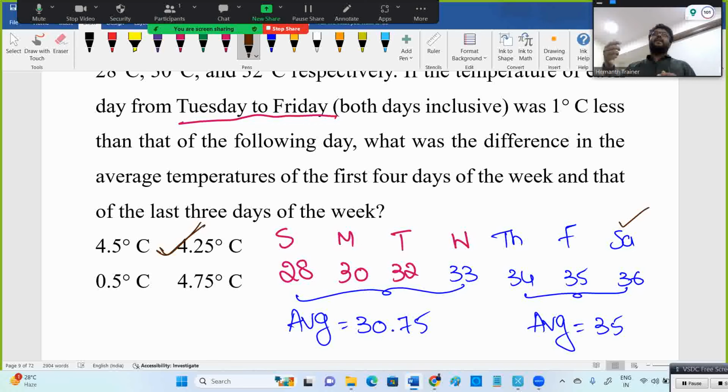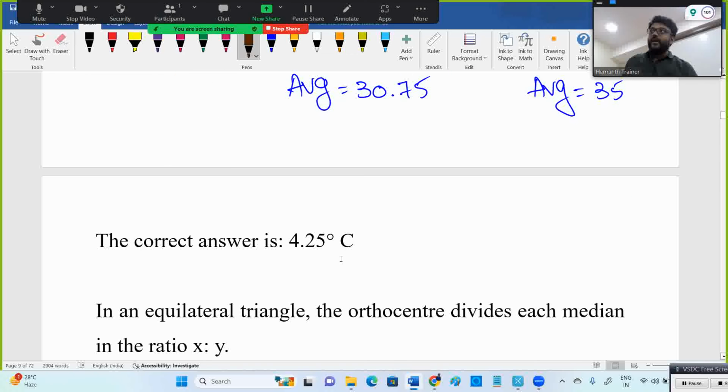So you try to understand, might be some small mistake like this in this question, because they have to mention Saturday. Otherwise, okay. So if not, what will happen? So directly you can do. If you do directly Wednesday, Thursday, Friday, average will be 34. Last 3 days means if I don't take Saturday, last 3 means Wednesday, Thursday, Friday. If you do average, I'll get 34. 34 and 30.75 means 3.25. Difference will be 3.25, but we don't have 3.25 in the options. Problem is that 4.25 is the answer.